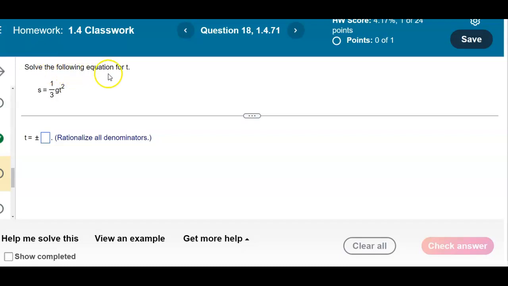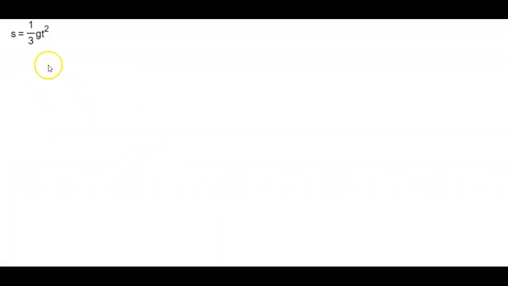Solve the equation for t. So the following equation is s equals 1/3 g times t squared. So the goal is we want to be able to isolate t. So let's go ahead and write this out. So right now we can see that we have s, which is equal to 1/3 times g t squared. So the goal for us is to solve for t.